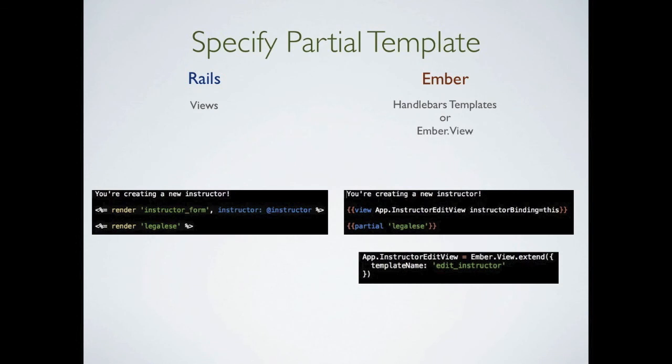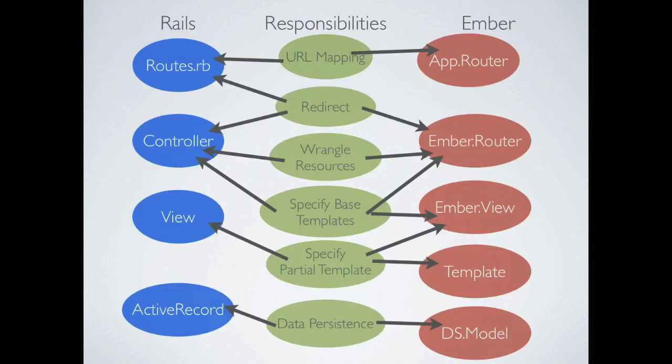Finally, we are specifying partial templates. In the Rails views, it's all in the views. In Ember, we can put it directly into the Handlebars templates through a partial, or we can send it to the view, which then specifies a template name. And then we have completed our responsibility graph for this very, very simple request.